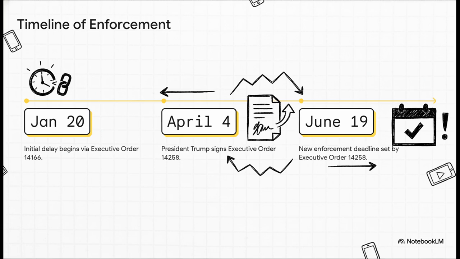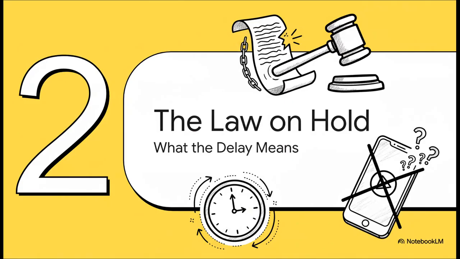This timeline here kind of lays out how we got to this point. You can see the first delay kicked in back on January 20th. Then, on April 4th, this brand new order drops, and it pushes the deadline all the way out to June 19th, 2025.